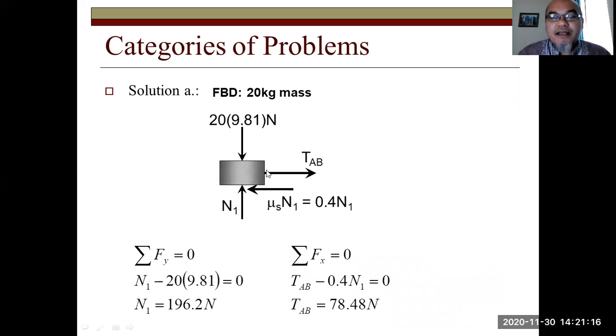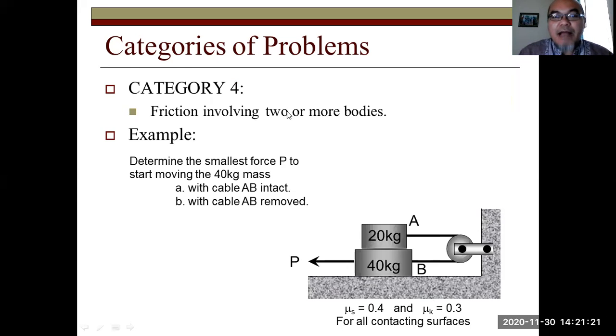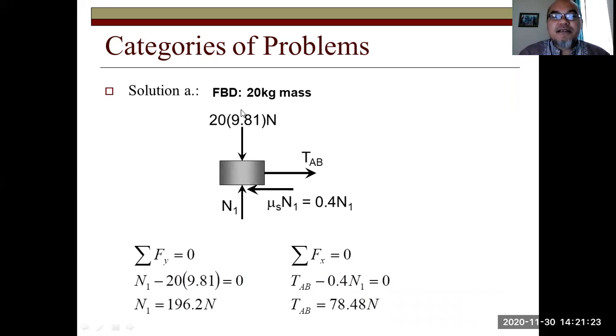So it means we have a pulling force at the upper mass, the 20 kilogram mass. There is the weight, 20 times the gravity acceleration, 9.81. Then there is the normal force from the mass B below it, and there is a pulling force TAB, and there is a friction force. We assume that mass A is being pulled to the right, so the friction force is directed to the left.